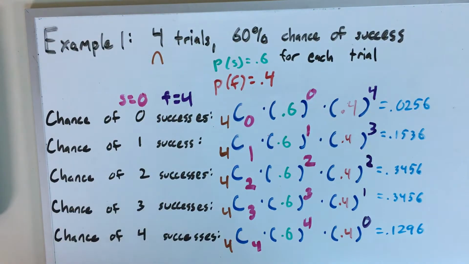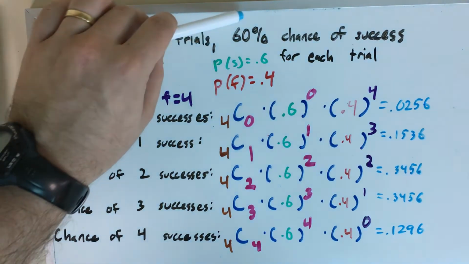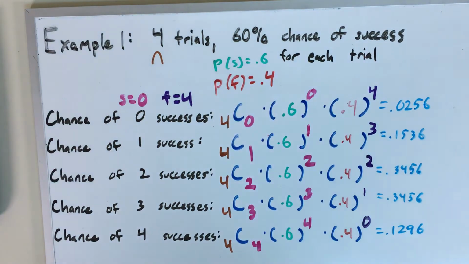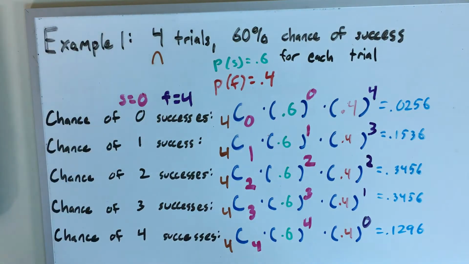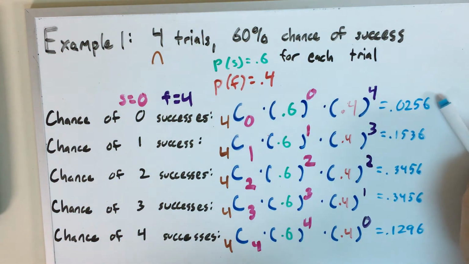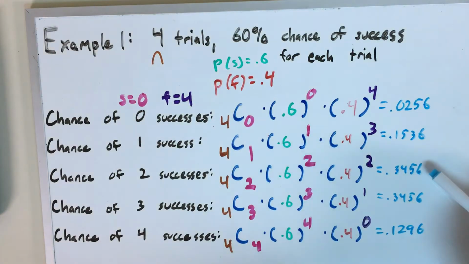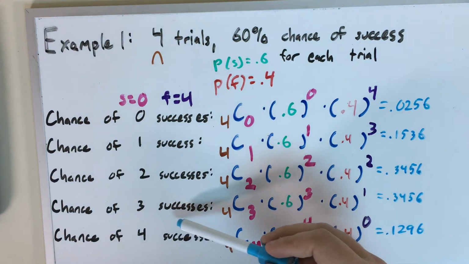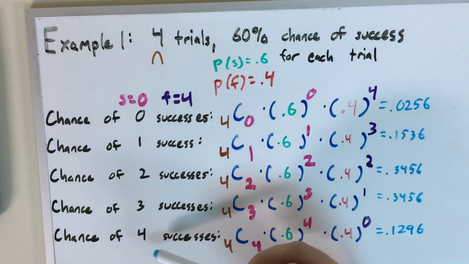So we've gone ahead and used this formula a few different times to figure out in this example where we're doing the same thing 4 times, and there's a 60% chance of success for each trial. The chance of not succeeding, never succeeding at all, is about 2.5%. There's about a 15% chance that we succeed once, about a 35% chance that we succeed twice, about a 35% chance that we succeed 3 times, and then almost exactly a 13% chance that we succeed 4 times.